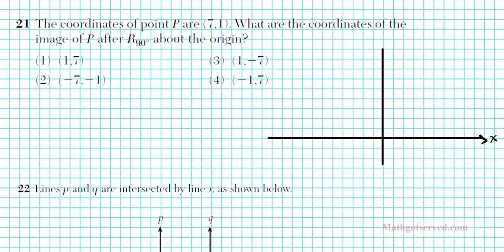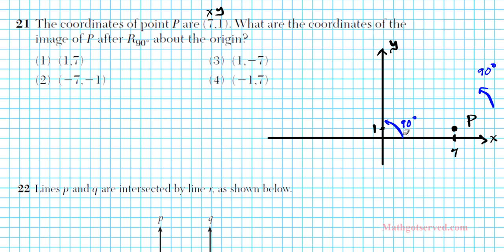So we're going to graph our x and y coordinates. This is our x-axis and this is our y-axis, and 7 on the x, 1 on the y. 1, 2, 3, 4, 5, 6, 7. So this is 7 and this is 1 right here, and the object we're dealing with is located here. That's point P. Now, if we rotate this point 90 degrees about the origin, where is this point going to land? We know that rotating 90 degrees is going to take us in this direction. So where is this point going to land is the question.